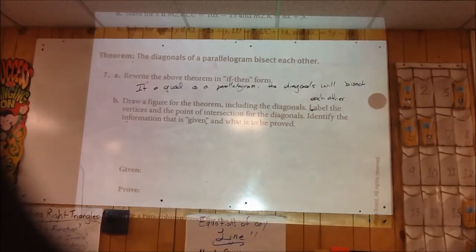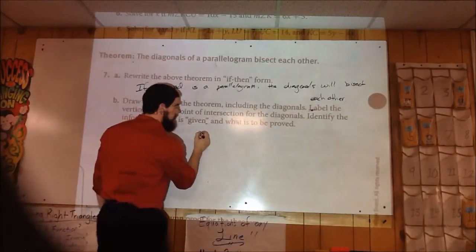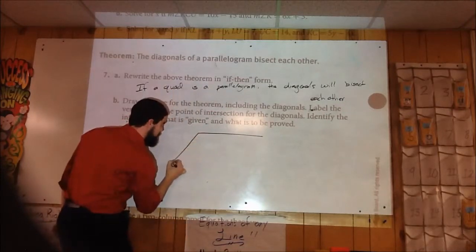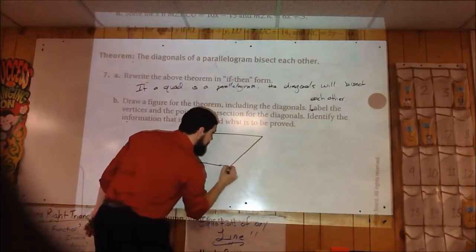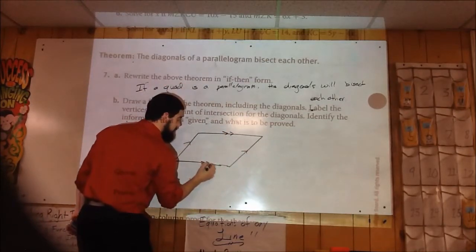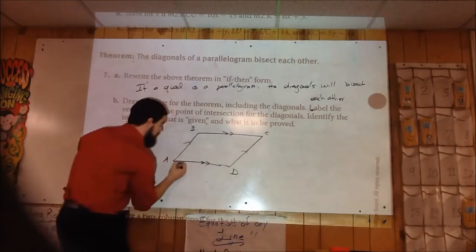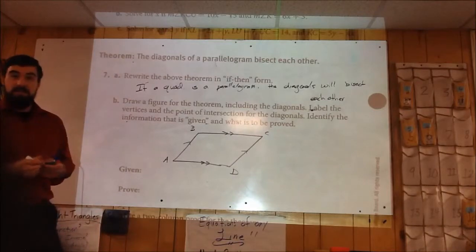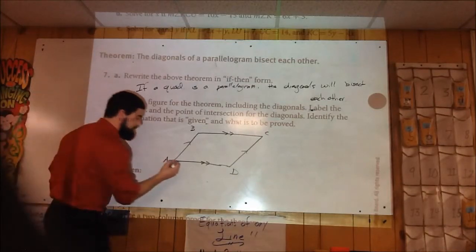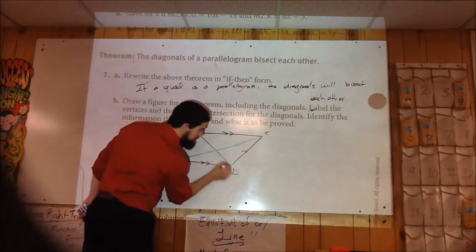Alright, so let's keep going. So we got the if-then form. So let's get a diagram going. So we've got that, we have a quadrilateral here. Has to be a parallelogram. That's the only thing we're allowed to assume. So we know that's parallel to that, and that's parallel to that. We're going to call this A, B, C, D. We're talking about the diagonals, so we should probably draw those in our diagram. So we have one of the diagonals, AC, one of the other diagonals is BD.